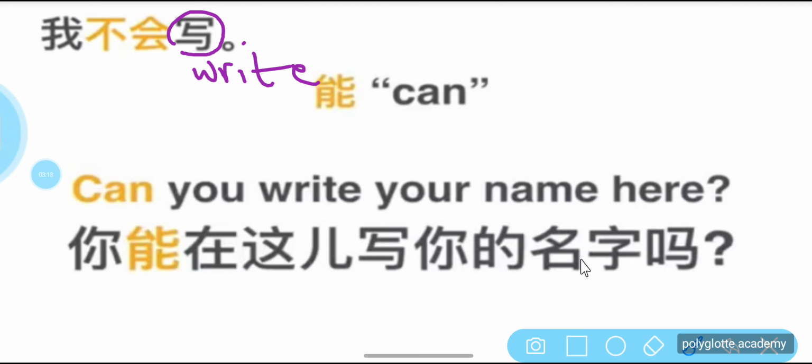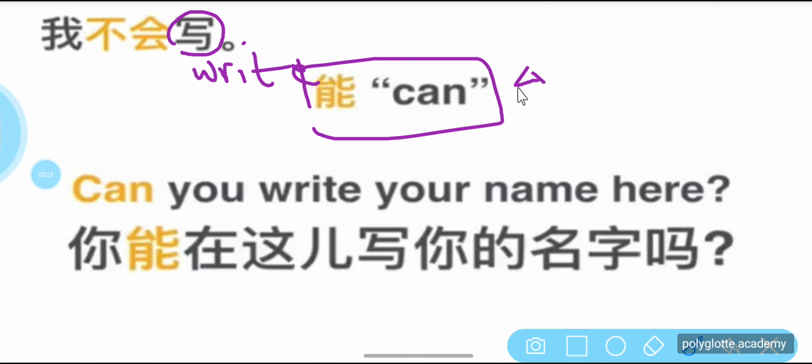Now to start this lesson, we are going to start with 能. So let's see, we can write 能. 能 is can, talking about possibilities. Is it possible? So let's look at our first sentence.